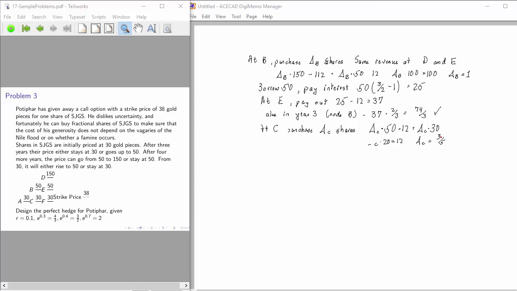So the number of shares that Potiphar should be holding after 3 years depends on how things are going. If this company looks as though it's booming, he wants to own more shares to hedge it than would be the case if it's not doing well. So in this case, he only has to borrow 3/5 of the price of a share, and he's paying the lower price 30. That's just 18.